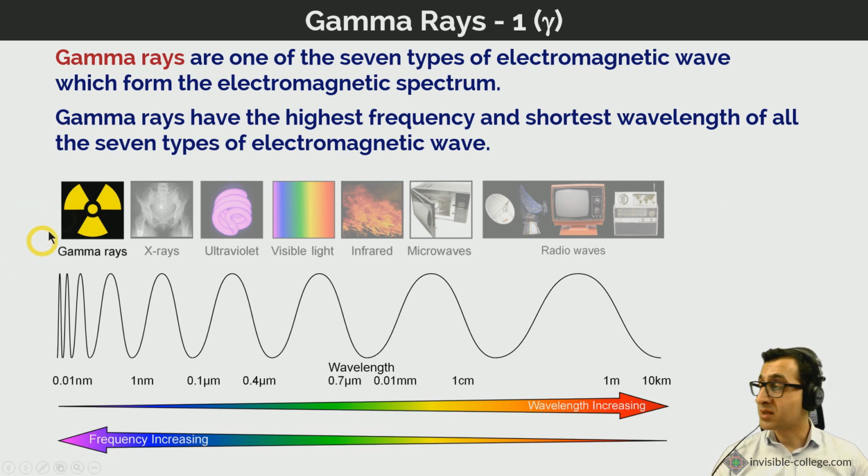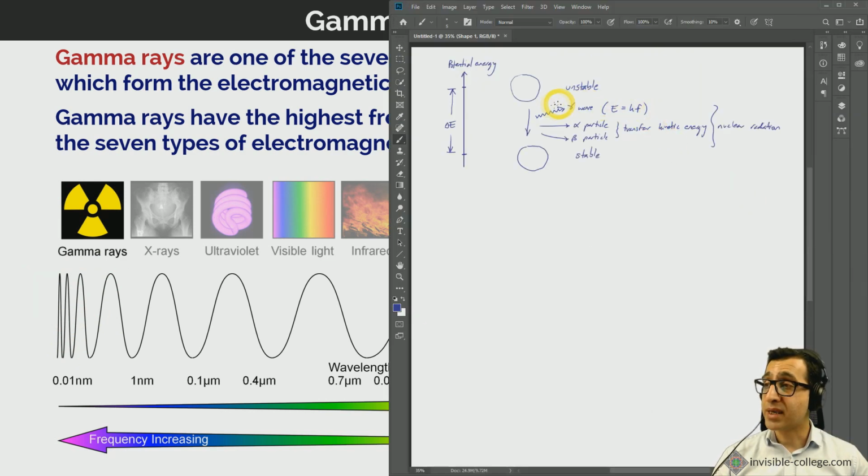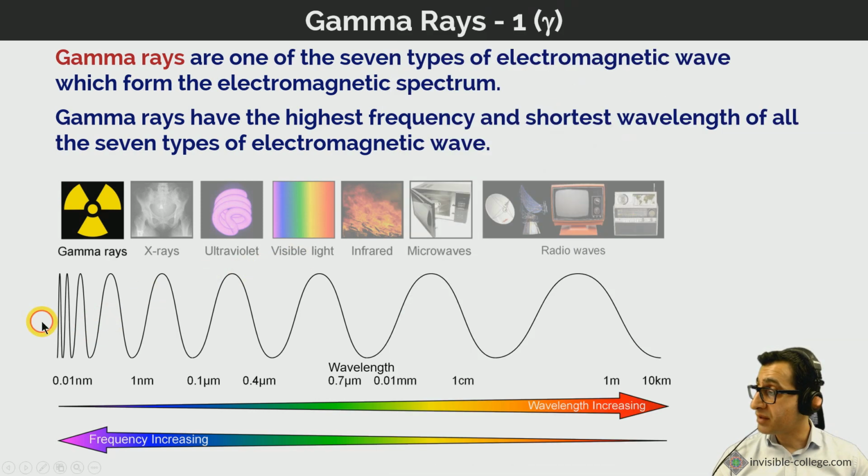But for now, it's important to understand that gamma rays are at the high frequency or low wavelength end of the electromagnetic spectrum. And as we saw before, the amount of energy carried by an electromagnetic wave is proportional to its frequency. And so the higher the frequency, the higher the energy carried by an electromagnetic wave. And this is why the more damaging electromagnetic waves are found towards this end of the electromagnetic spectrum, where the frequencies are higher, and therefore the amount of energy carried by these waves is also higher.